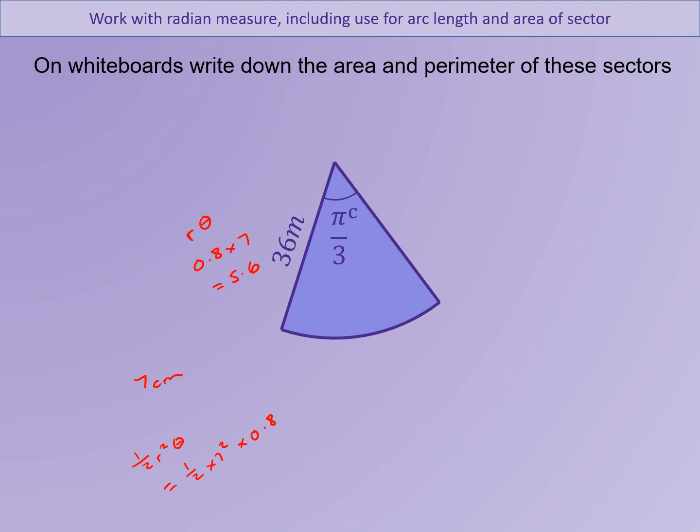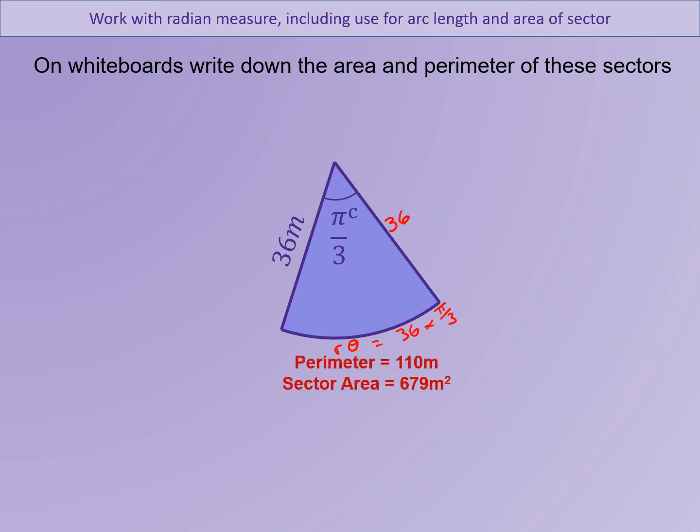For the next sector, again, just pause the slide and calculate the area and the perimeter of the sector. So this time we know we have 36 meters here, and we know that this is r theta, which will be 36 multiplied by pi by 3. We can use the formulas for the perimeter. Then we get 36 plus 36 plus 36 times pi over 3, which gives us approximately 110 meters when rounded. And the sector area, using a half r squared theta, gives us 679 meters squared.